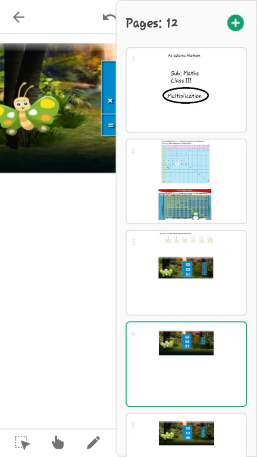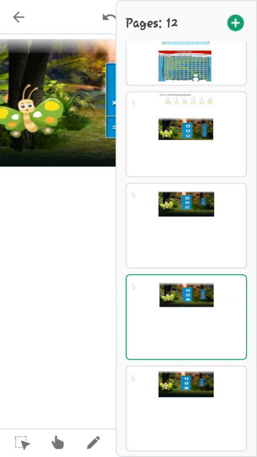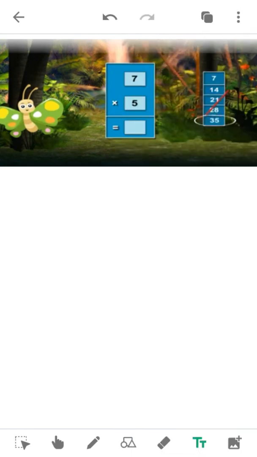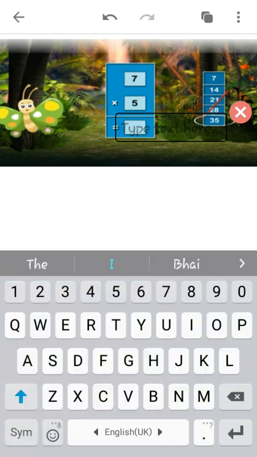Okay, next multiplication is 7 multiplied by 5. So if you read the 7 table 5 times, you will get the answer. 7 1s are 7, 7 2s are 14, 7 3s are 21, 7 4s are 28, and 7 5s are 35. So 7 multiplied by 5 is 35.